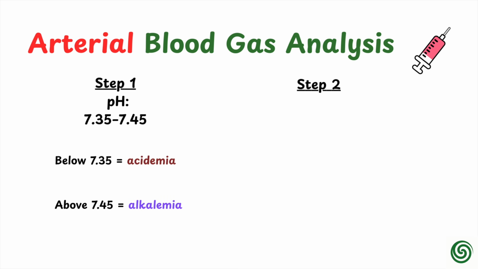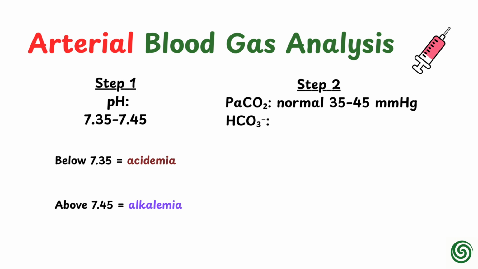Step 2. In step 2, we have 2 players. Partial pressure of carbon dioxide, which has a normal range of 35 to 45, and bicarbonate, which is normal between 22 to 26. Now let's match the story.